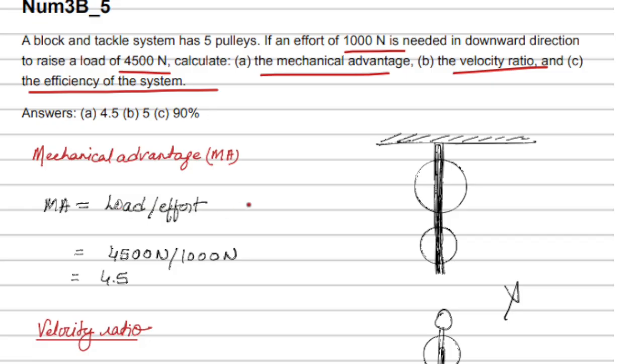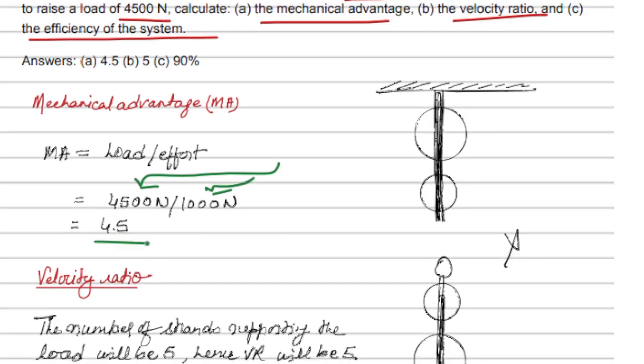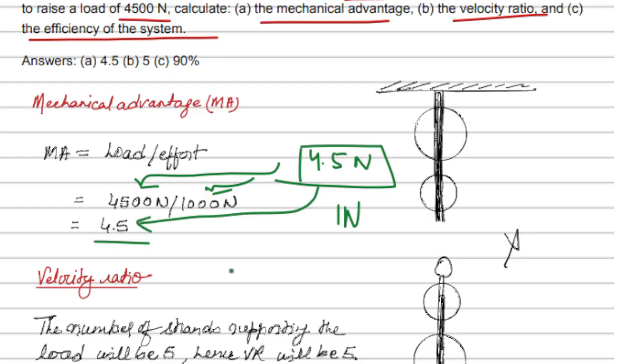So same thing, first is very easy. The load and effort is given. Just put in the formula load by effort. We are getting mechanical advantage of 4.5. So it means our force is getting multiplied by 4.5. That much weight we can pull up. So if I'm putting 1 newton of effort, I can pull up 4.5 times of that load. I can pull up 4.5 newtons. So that intuition, this value gives mechanical advantage.